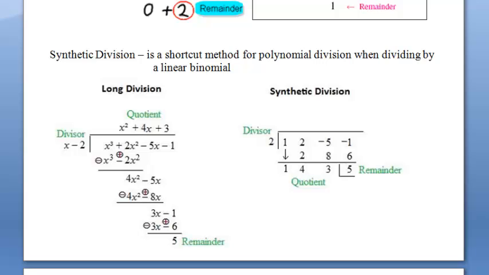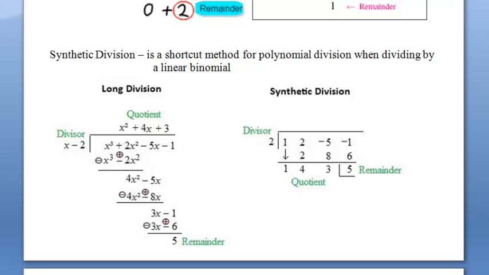And then I just subtract. So I have x cubed minus x cubed is nothing. 2x squared minus a negative 2x squared, well, the minus a negative is going to turn that into a plus, so I'm actually going to have a 4x squared. And then I drop the next number, negative 5x. And then I just divide again. x goes into 4x squared 4x times, because x times 4x is 4x squared.